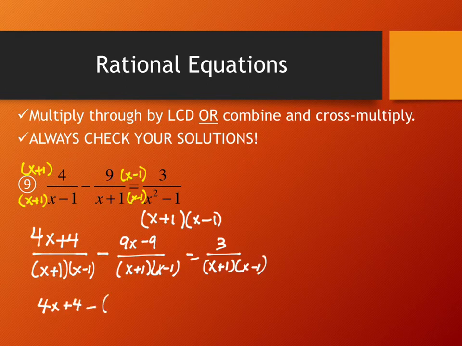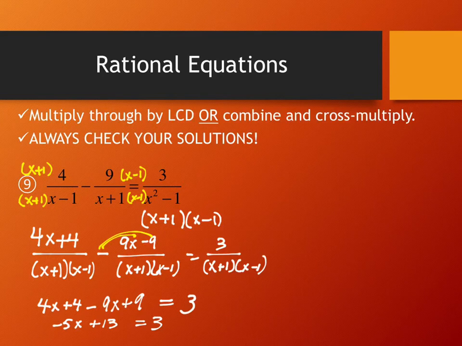And then I have that negative multiplying through. I'm just going to do it while we have this step, because I don't want to have to keep writing. This one negative multiplies through, so I have negative 9x plus 9. And on the right, I have 3. So we'll combine like terms on the left. 4x and negative 9x gives me negative 5x. Then I have 4 and 9 to give me 13 equals 3.